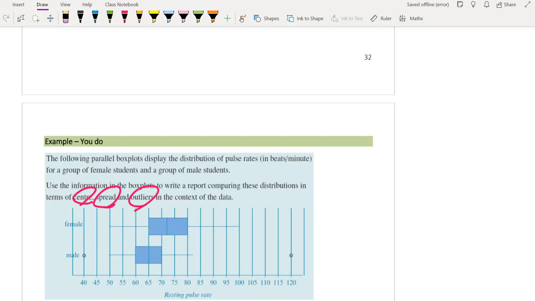If this was a test, this would be worth 3 marks. As you would have guessed, they come from 1 for center, 1 for spread, 1 for outliers. So you want to mention those 3 things in your report. Have a go at writing the report yourself first and come back to the video.